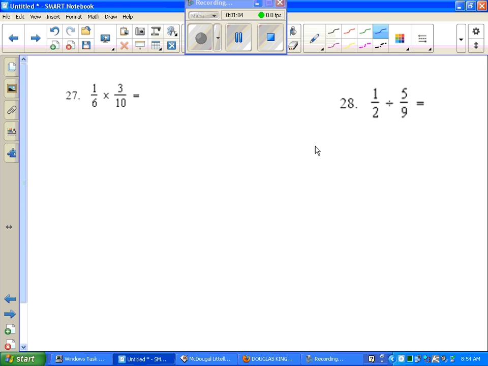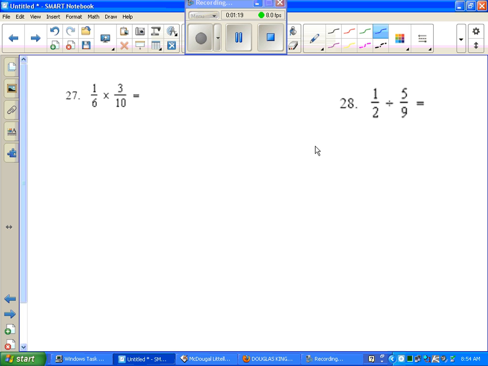Okay, then we're going back a whole bunch right here, just to remediate you a little bit. 1/6 times 3 over 10. This is not addition and subtraction. It's okay for the bottom two numbers to be different. You can do this one of two different ways.